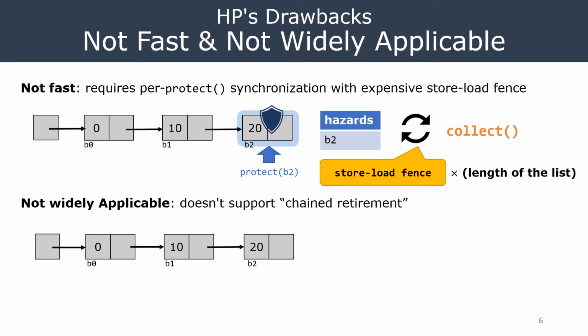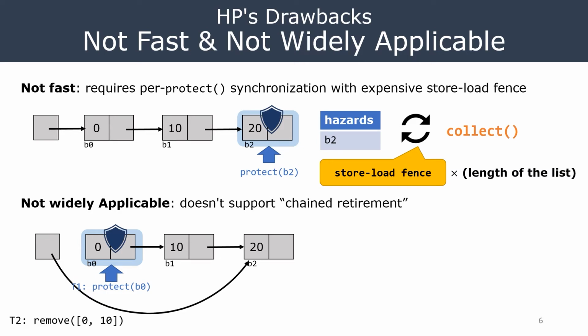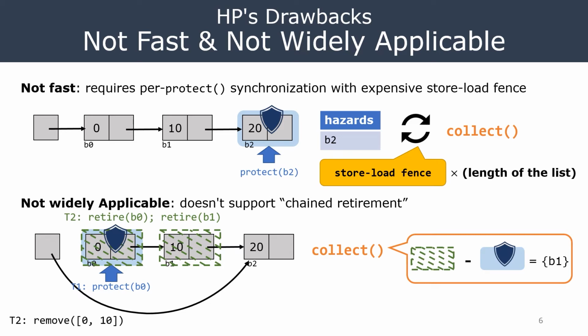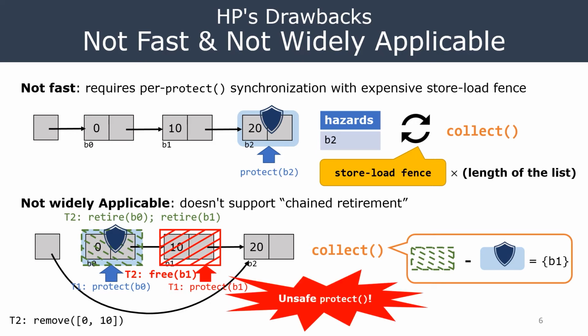Specifically, data structures that retire a chain of linked blocks cannot use HP. For example, suppose T1 is traversing the linked list and it is protecting the block B0. At the same time, T2 removes B0 and B1 and retires both of them. If collect is called at this point, it can reclaim B1. The problem here is that T1 does not know that B1 is already freed, so it will proceed to protect B1. In this case, even if T1 has protected B1, dereferencing B1 is not safe, as it is already freed. Therefore, HP cannot be used for this kind of data structure.